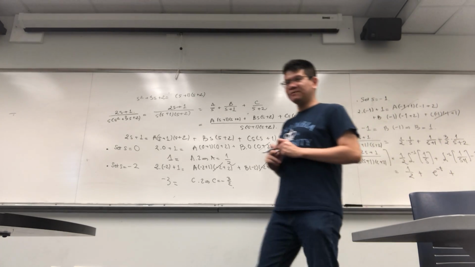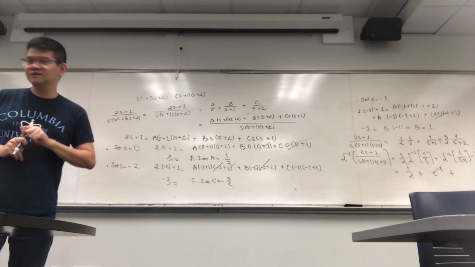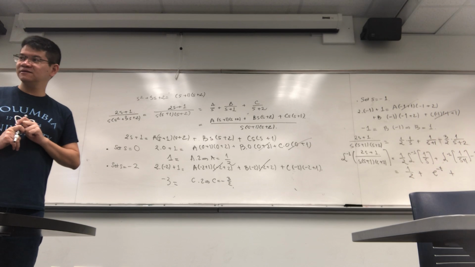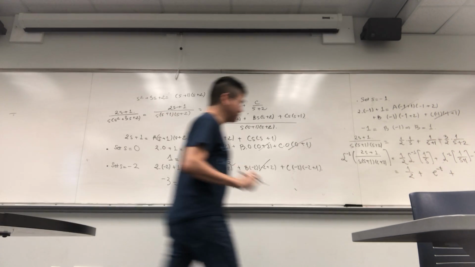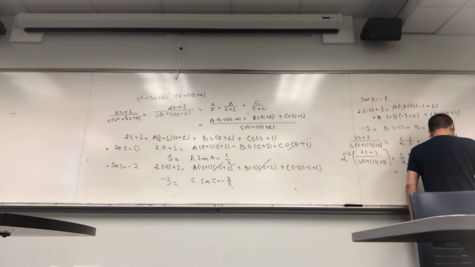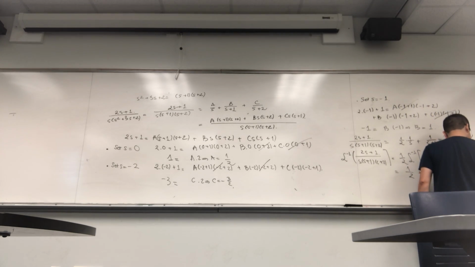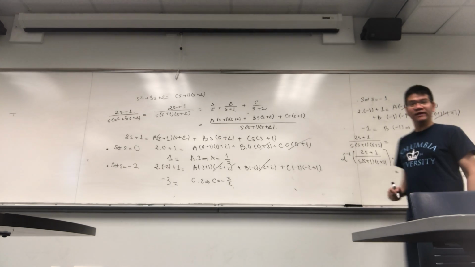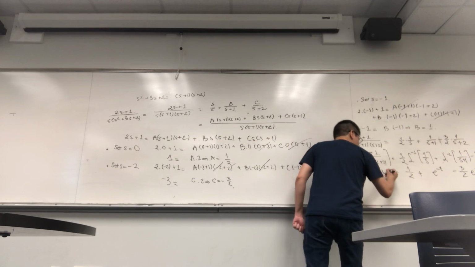And what's the inverse Laplace transform of 1 over s plus 2? You're going to get negative 3/2 times e to the negative 2t. So this gives me minus 3/2 e to the power minus 2t. Right. And this is basically the solution.